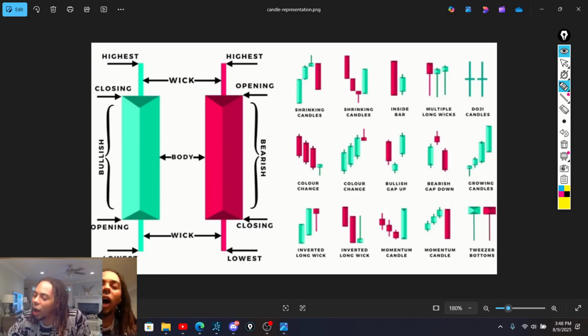At certain points in time, they all have value, depending on where you are in the chart, and that's going to be for a separate video, because where you are in a chart, these candlesticks have more importance, right?